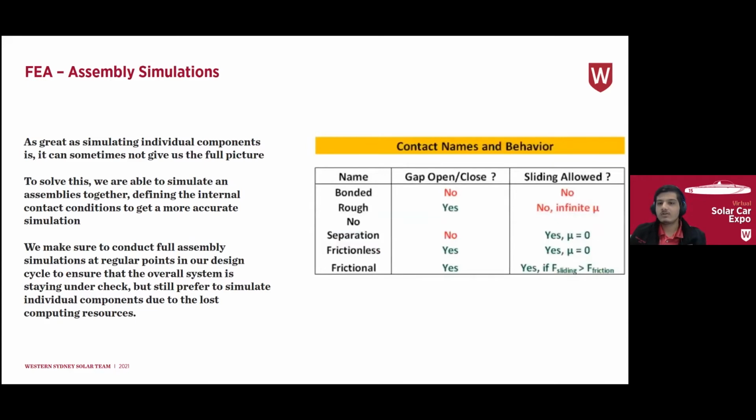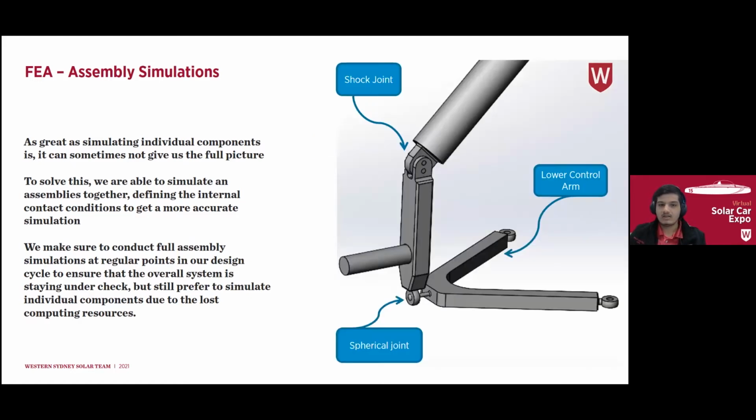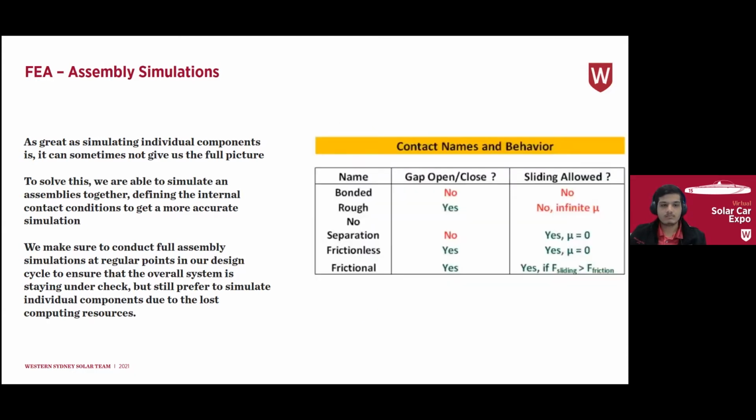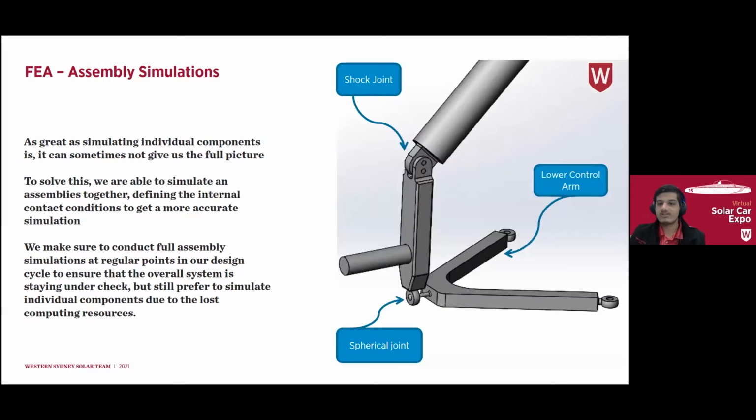Now, simulating individual components is quite useful. However, it doesn't always show an accurate picture. Using ANSYS, we also have the ability to perform FEA analysis for entire systems that contain those components. Here, we can set various contact conditions that define the interaction between various components, as shown on the screen. For example, the contact surfaces of a spherical joint can be set as frictionless, and this allows it to rotate freely, but not come out of its housing.